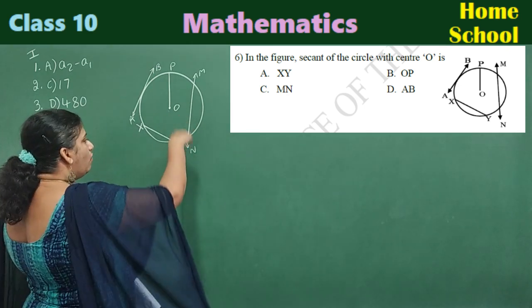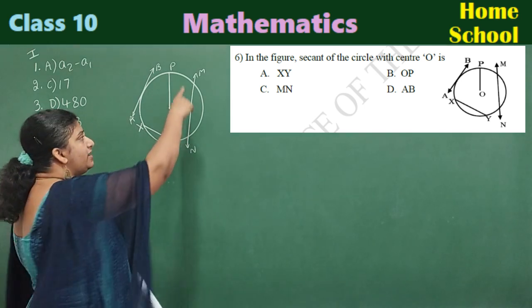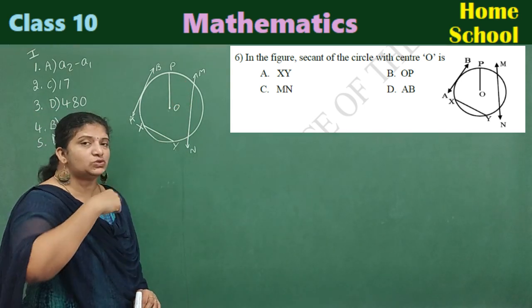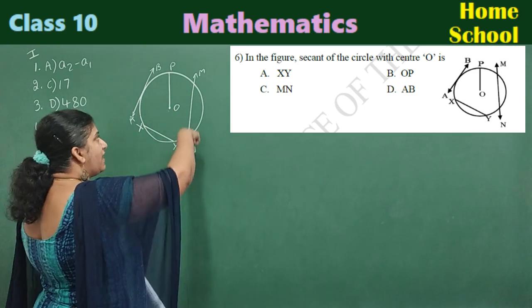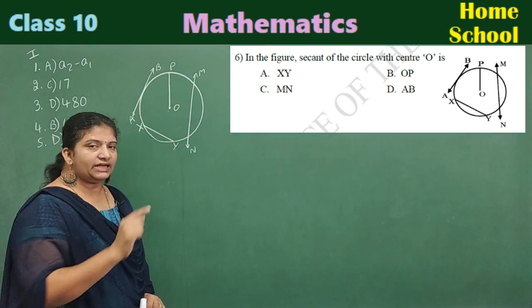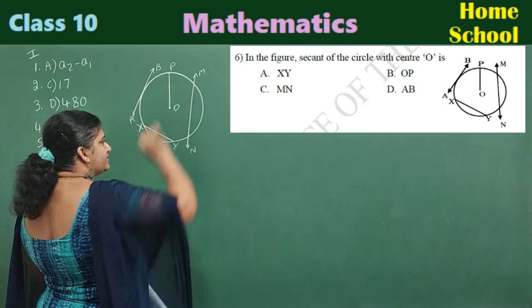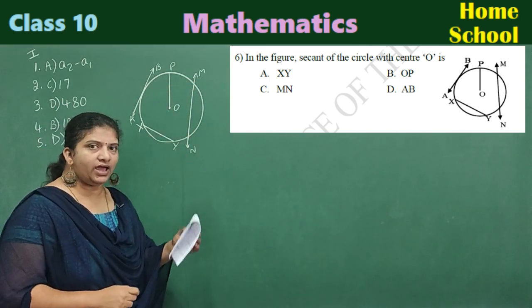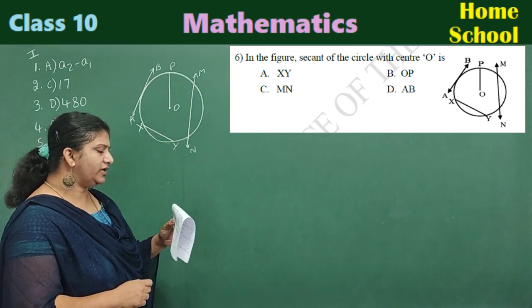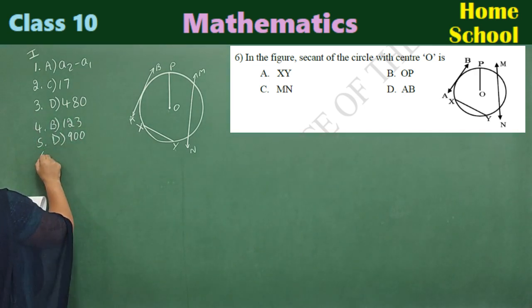Okay. Now, what is MN? MN is a line which passes through the circle, touching at 2 points. What is the secant now? MN. Search for the option. Option C.